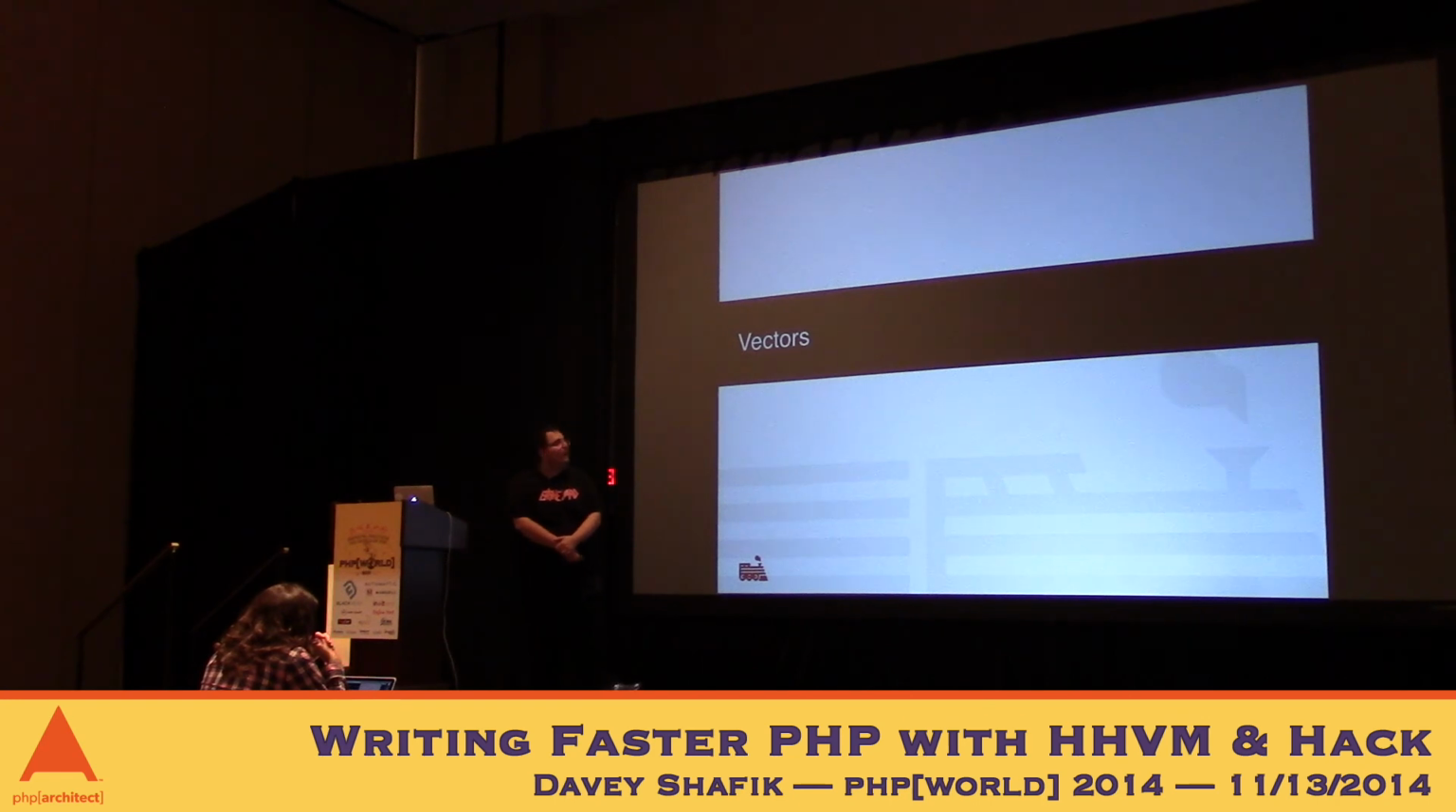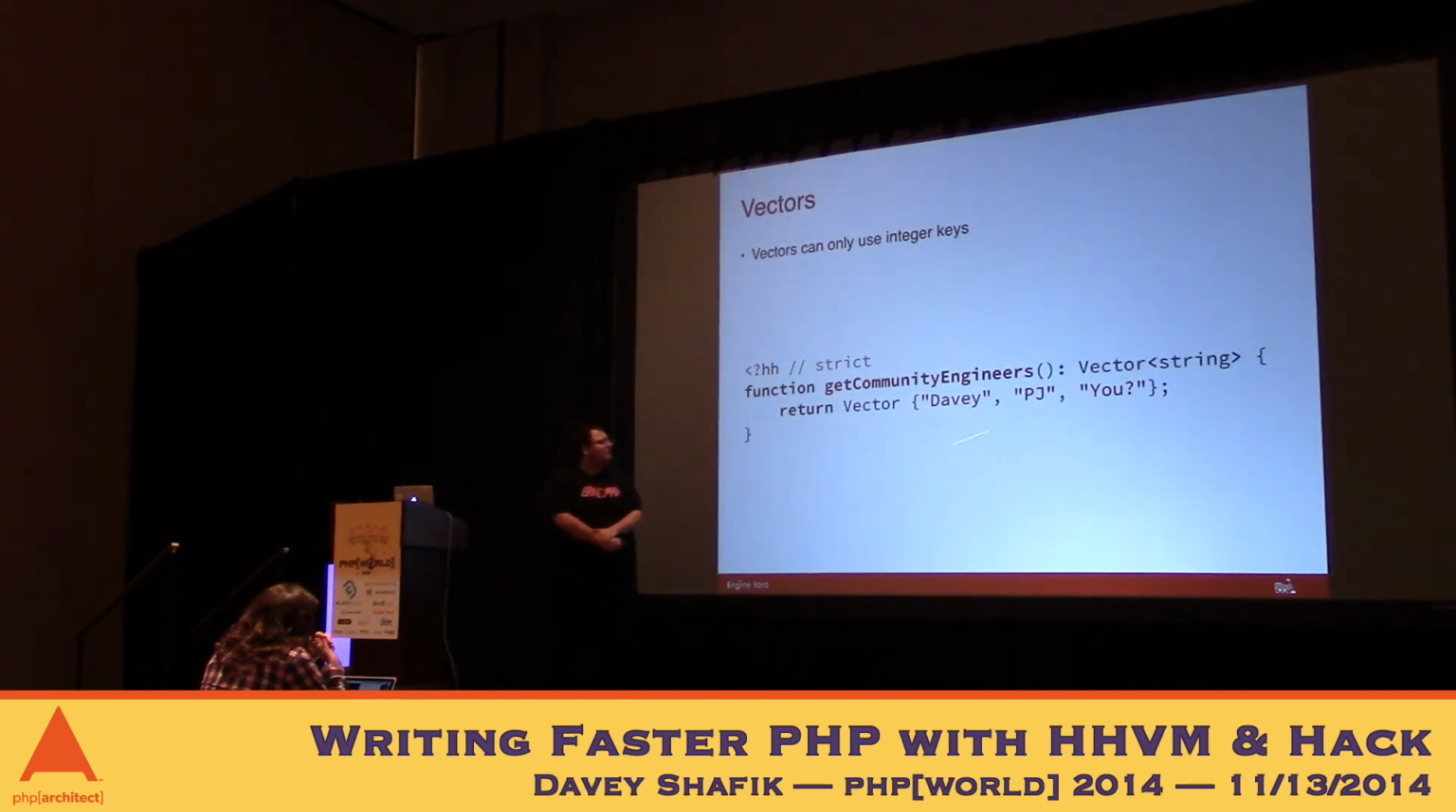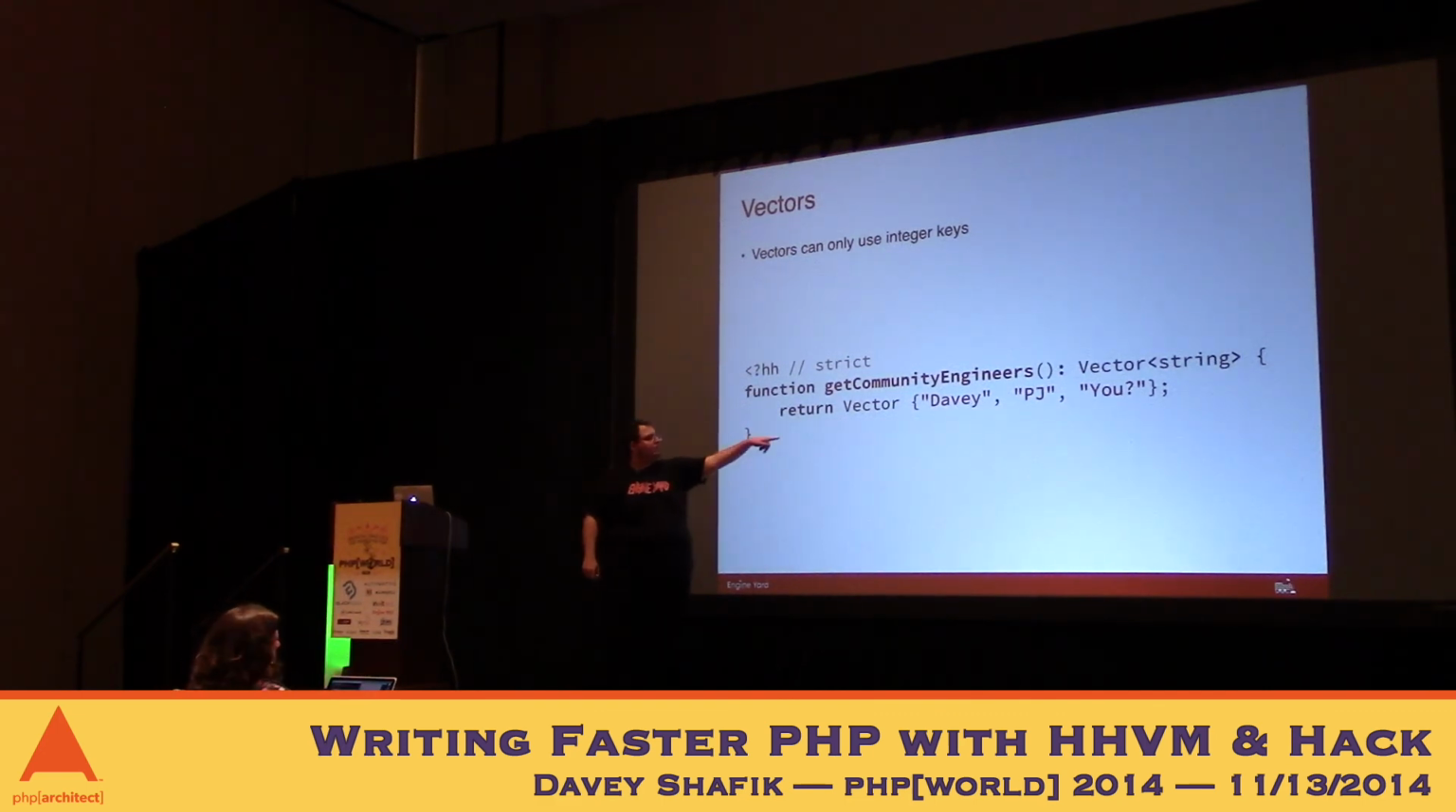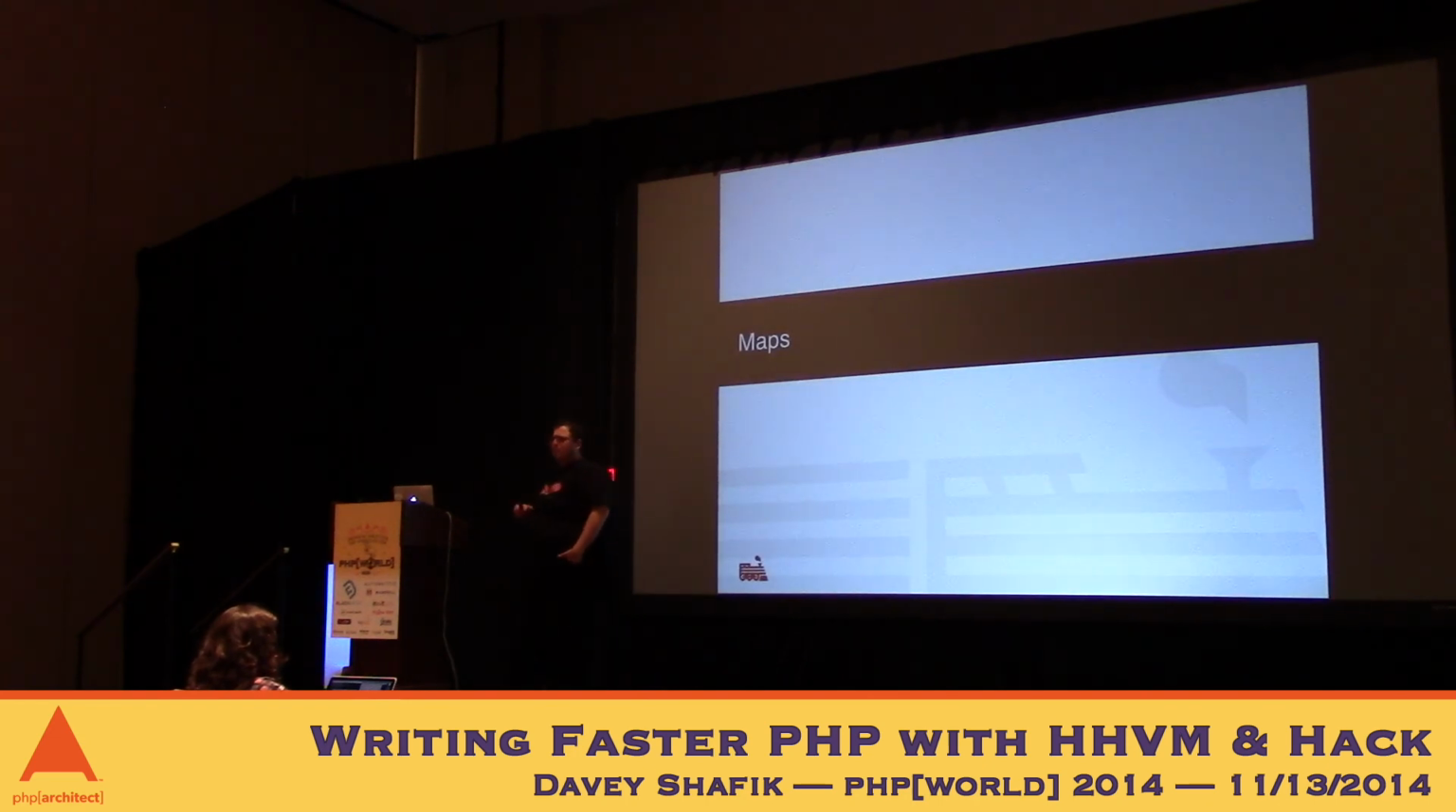So vectors can only use integer keys. They look like this. When we return type int it, vector, square brackets, and whatever the values are typed as, which means everything must have the same type. And then return vectored, strings, right? Again, with this literal syntax of the name of the collection and the curly brackets, which I really hope means they're going to have literal objects at some point in Hack. We'll see.